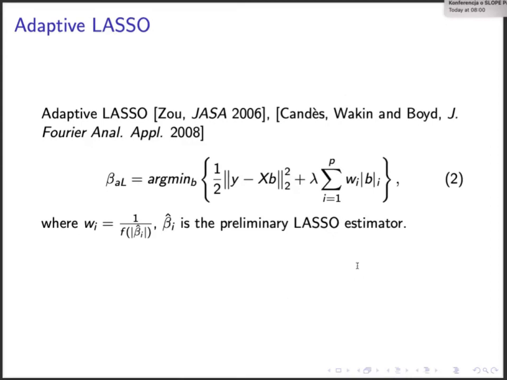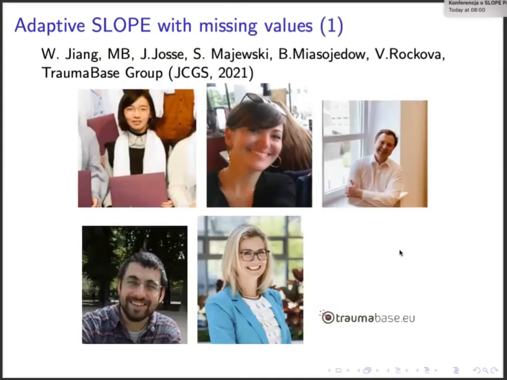So you can identify your model better. What we did with SLOPE, we did the same. This is a very new paper which appeared in the Journal of Computational and Graphical Statistics with many co-authors. With Wei Zhang, Julie Josse, who was the advisor of Wei Zhang and was at École Polytechnique at this time. Szymon Majewski and Błażej Masojedów are my colleagues from Poland.